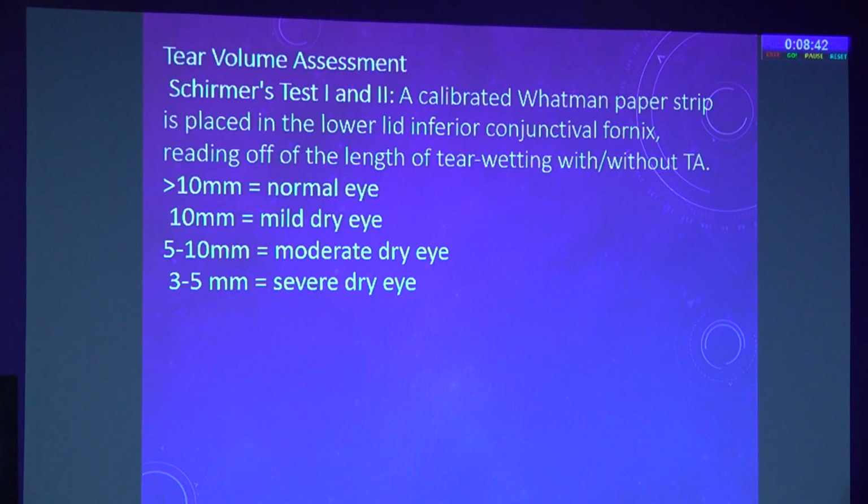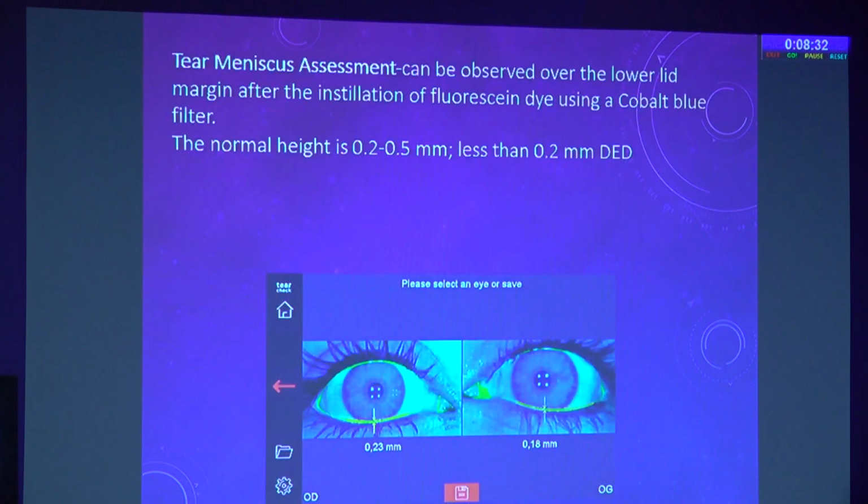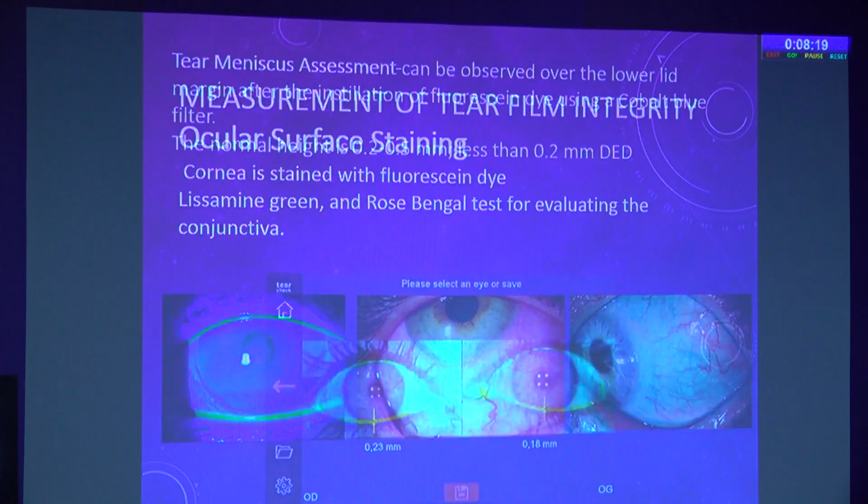with or without topical anesthesia. Anything more than 10 is normal. So we have to grade according to mild, moderate, and severe dry eye according to the millimeters of tear volume. Next, tear meniscus assessment is a normal thing. We can look on the slit lamp after instilling fluorescent dye. Normal height is around 0.2 to 0.5. Anything less than 0.2 is significant.